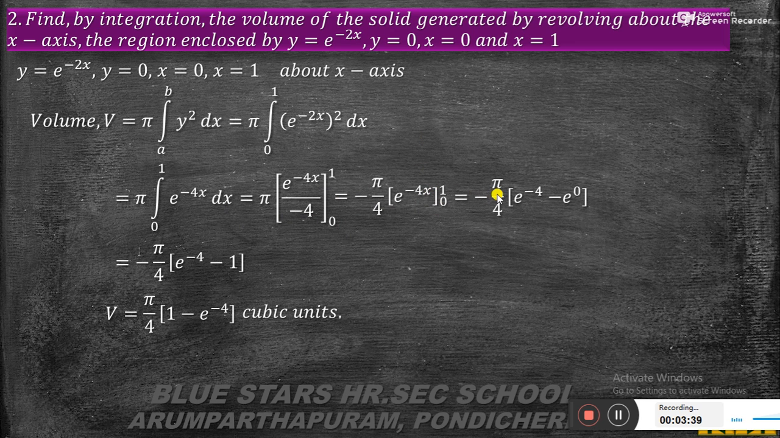The next step: first I apply the upper limit, e power minus 4 into 1, then the lower limit, e power 0. So e power minus 4 minus e power 0, which is 1, gives minus pi by 4 into e power minus 4 minus 1. Multiplying in the minus sign, the volume equals pi by 4 into 1 minus e power minus 4 cubic units.